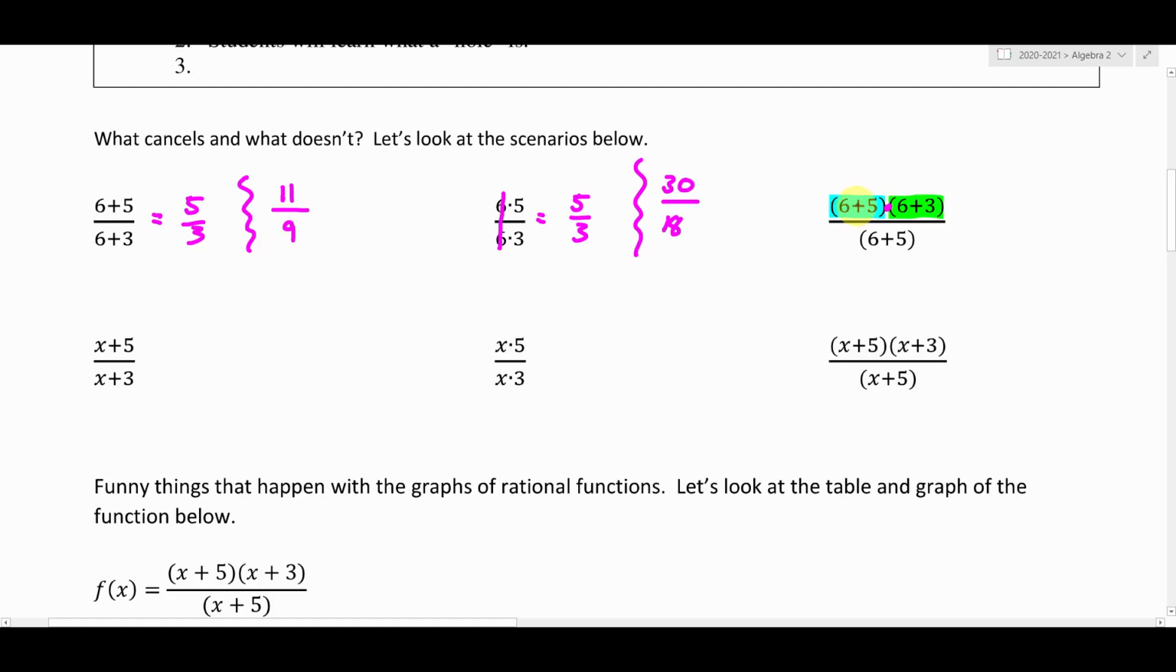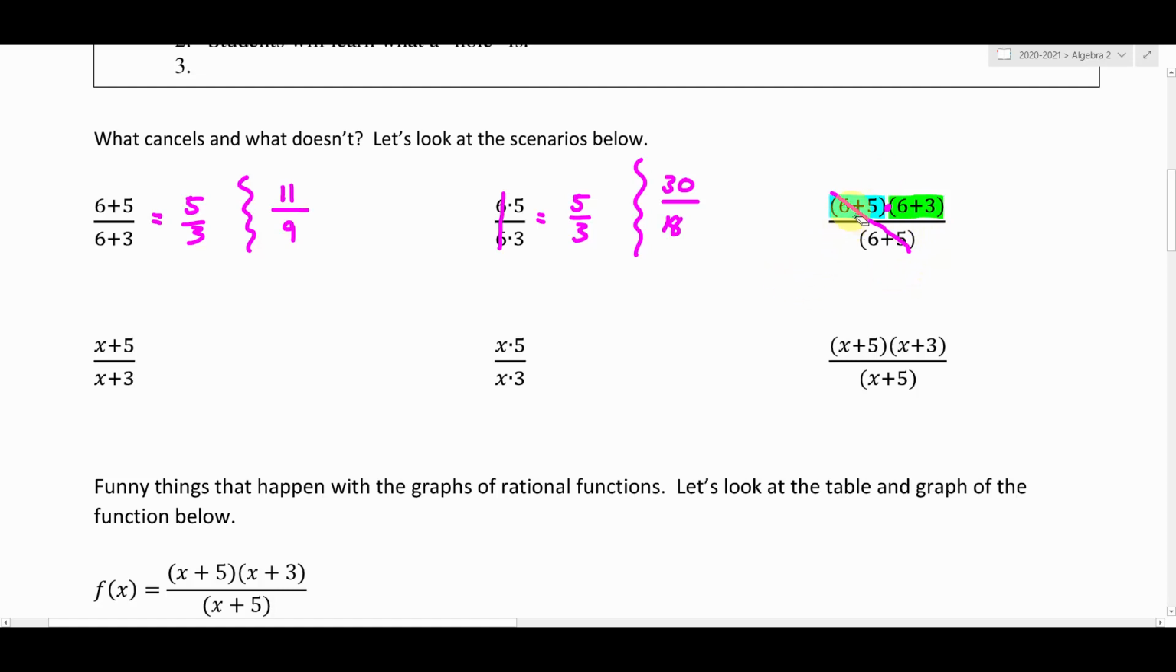So 6 plus 5 itself is a factor. 6 plus 3 itself is a factor. And you'll notice I have a 6 plus 5 in the top, and I have a 6 plus 5 in the bottom, so we could actually cancel out those 6 plus 5's.